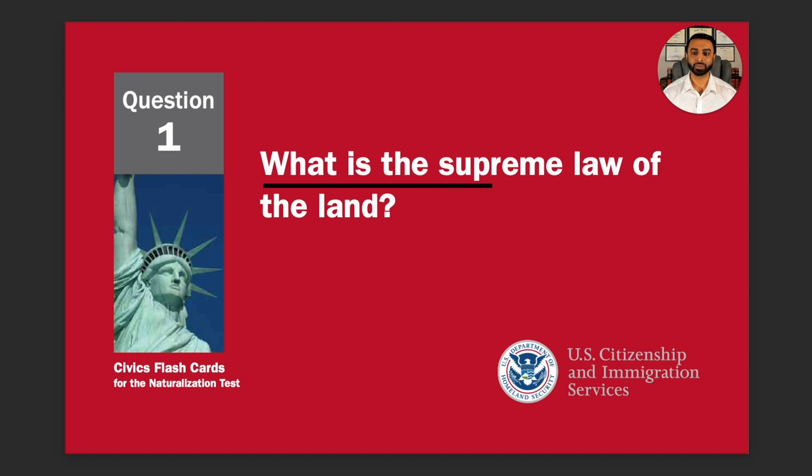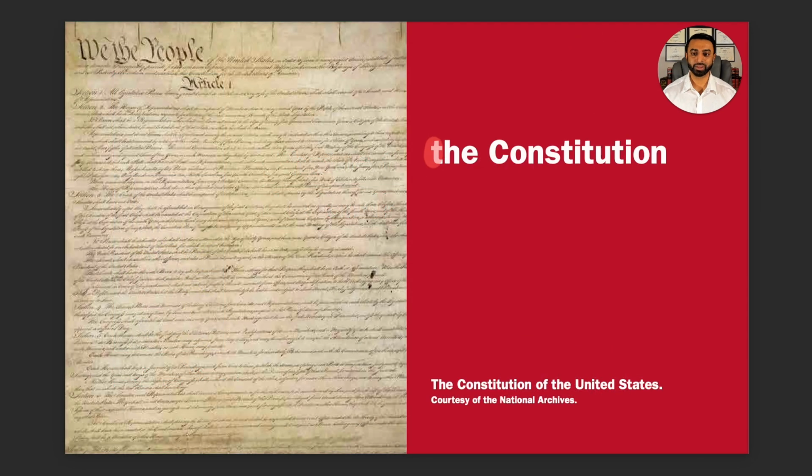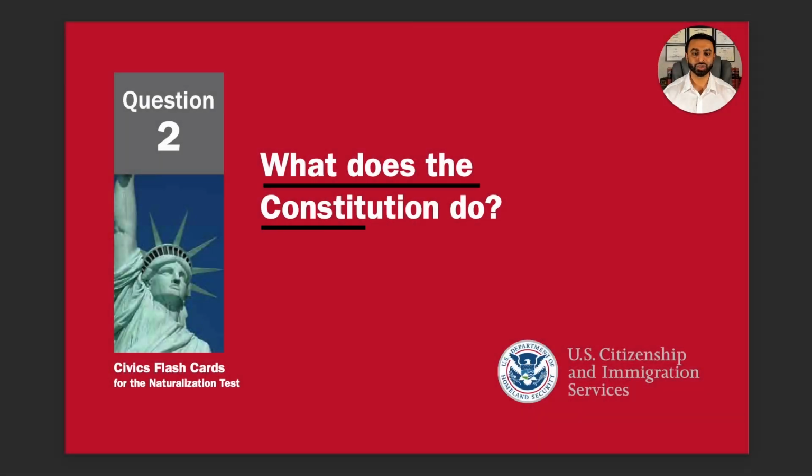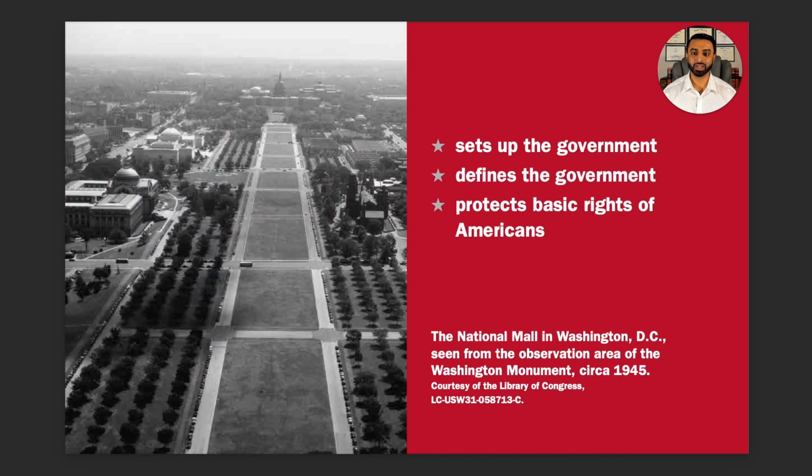What is the supreme law of the land? The Constitution is the supreme law of the land. What does the Constitution do? The Constitution sets up the government, defines the government, and protects basic rights of Americans.